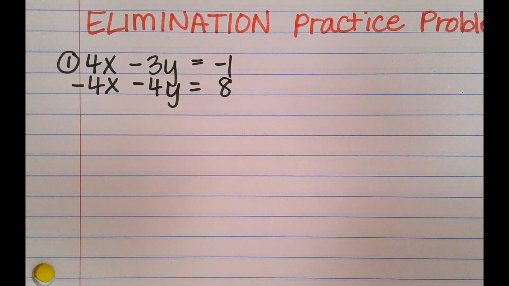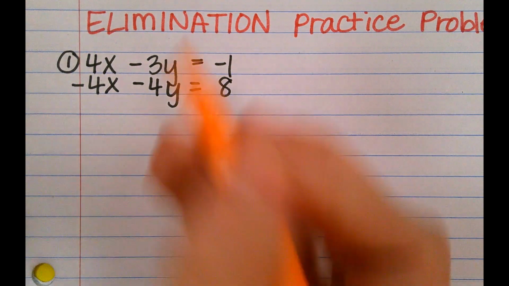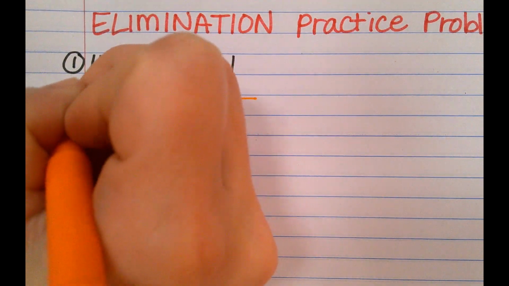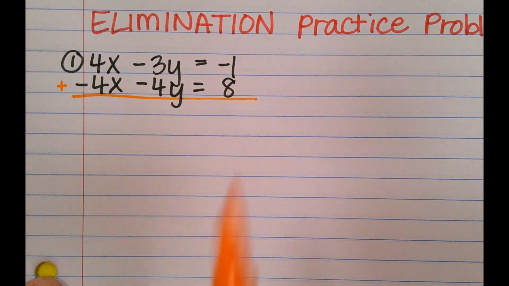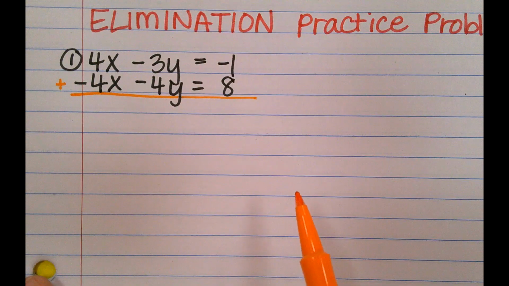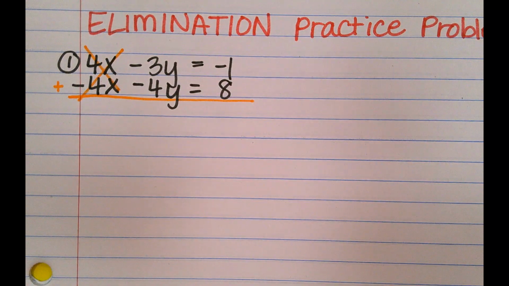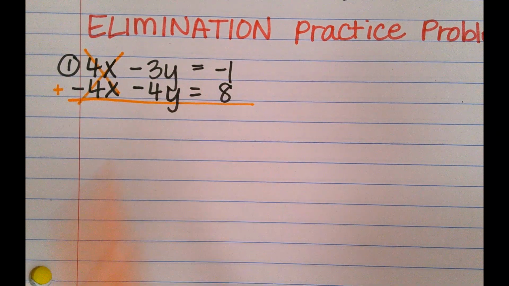Go back to your guide if you find it useful. But what is my first step? Yeah, add my equations together. So I'm going to draw a line with a little plus sign. 4x minus 4x, or plus negative 4x, they cancel. They eliminate. Now I have negative 3y plus negative 4y.